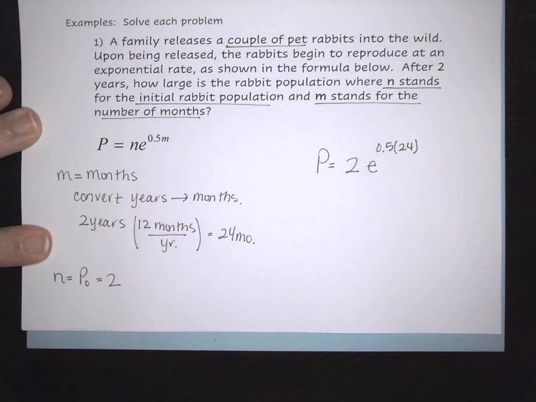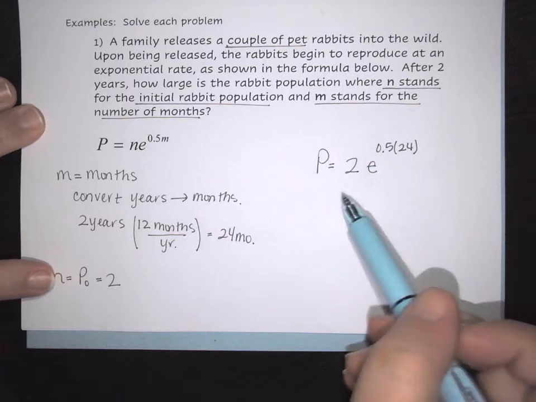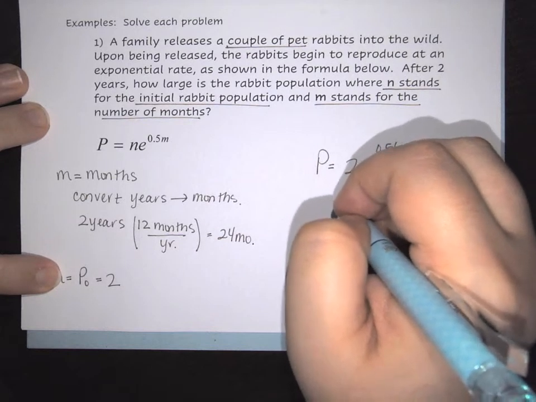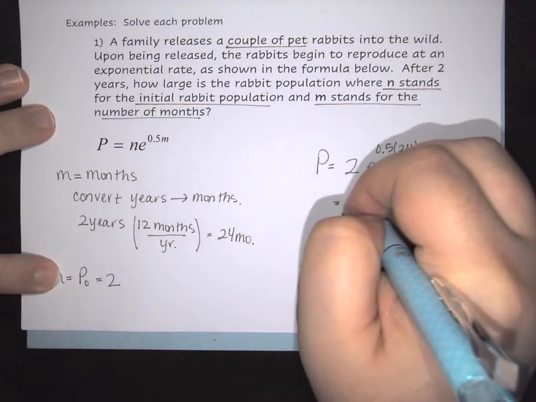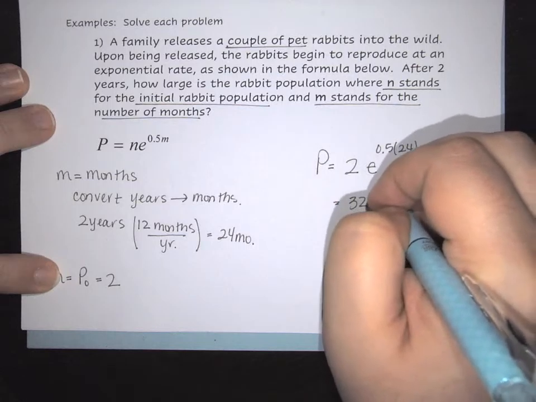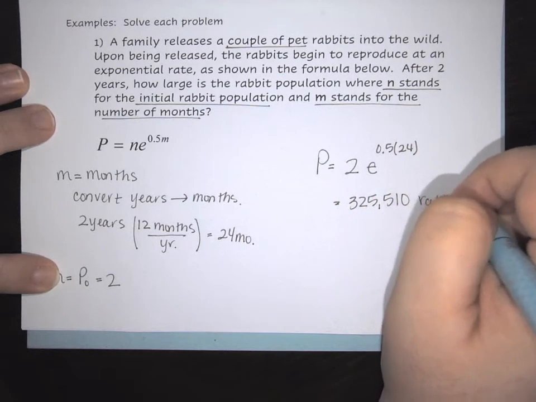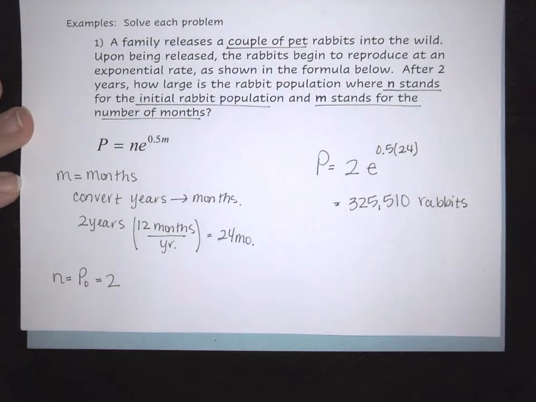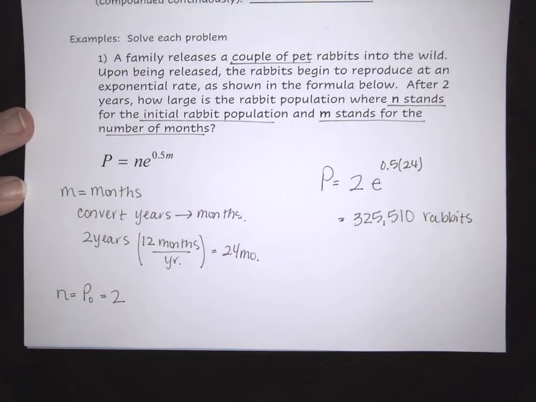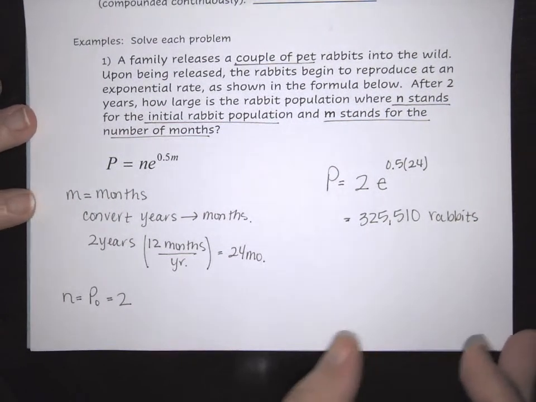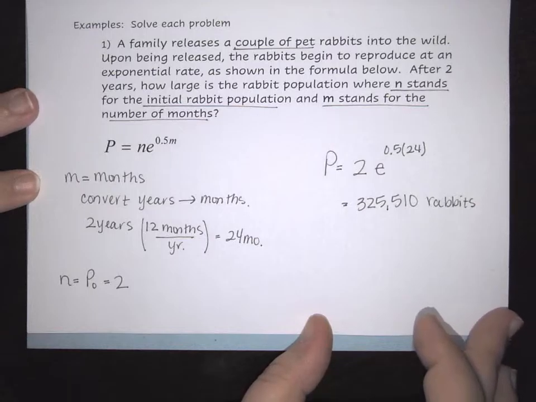And so we would go ahead and use our calculator to put this in, and when you're done, you're going to come out with 325,510 rabbits. So after 2 years, we have roughly 326,000 rabbits floating around. Okay.